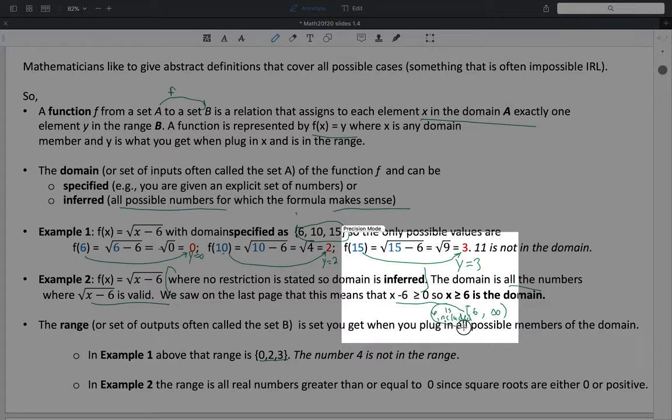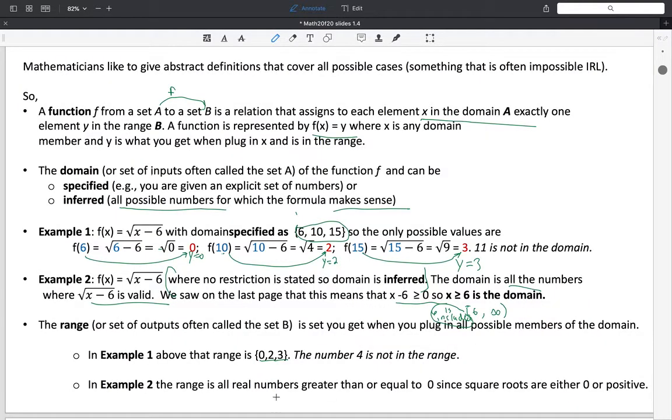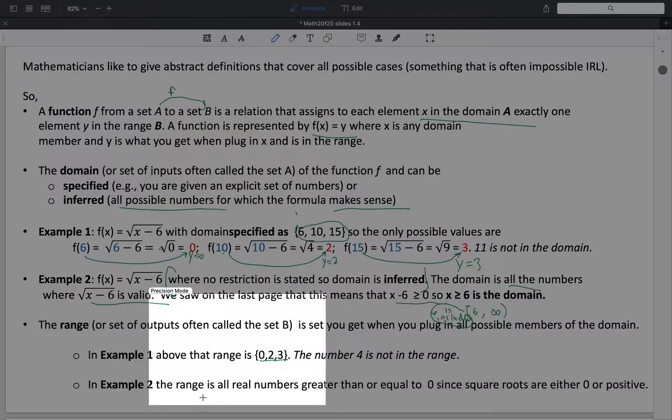That's what that bracket means. 6 is included. And then we have a parenthesis here because infinity is not a number. Okay. So here we figured out that the domain is this right here, and then the range is also going to be all real numbers greater than or equal to 0.